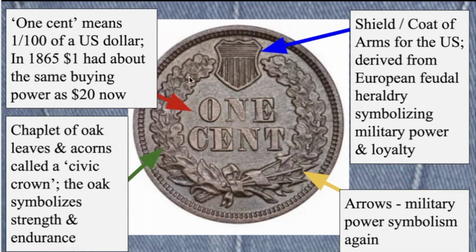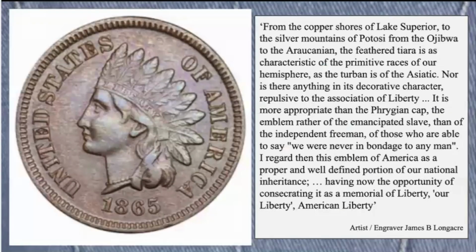The chaplet or crown circlet of oak leaves and acorns here is called a civic crown, which kind of seems like a contradiction in terms, since crown suggests royalty and civic suggests democracy in the US, but we'll go with it. The oak symbolizes strength and endurance. The design is called the Indian head design.